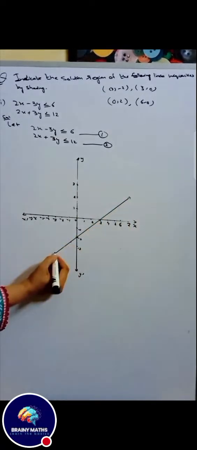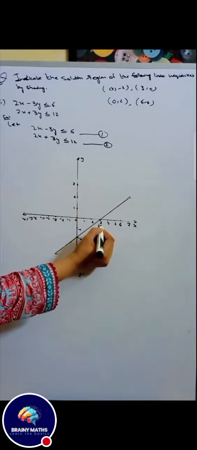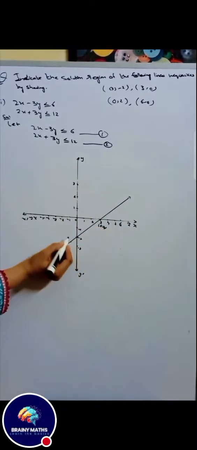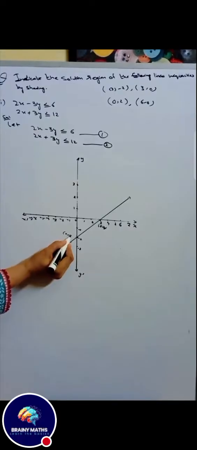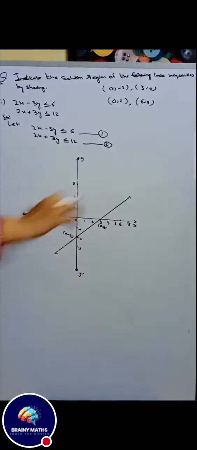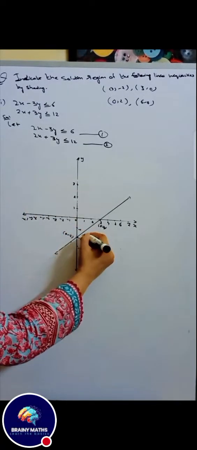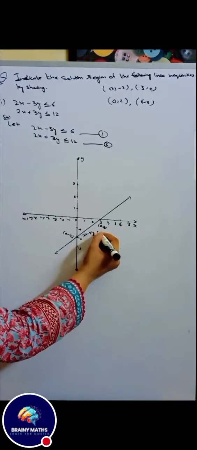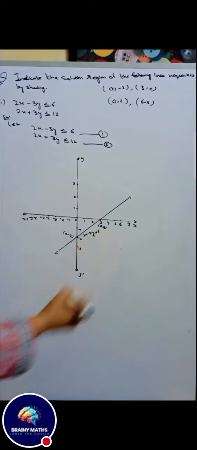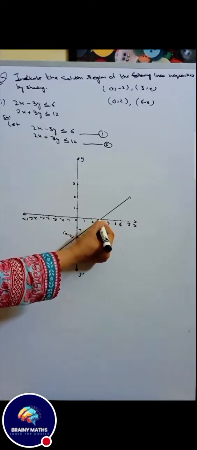Now, arrows must. And what was that? This point is called (0, 3). This point is called (0, -2). Alright? And what was this line? The equation was 2x - 3y = 6. You got it?